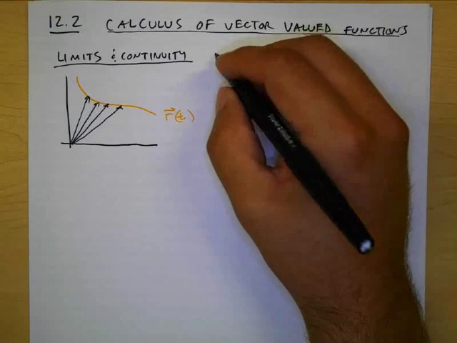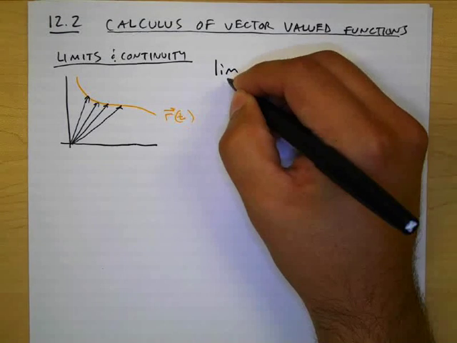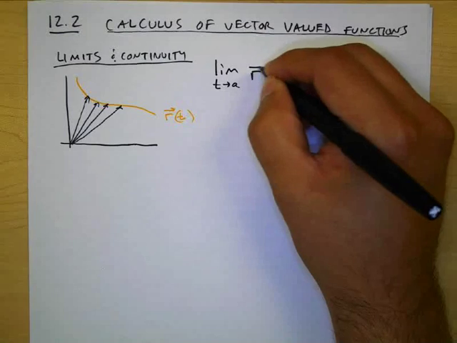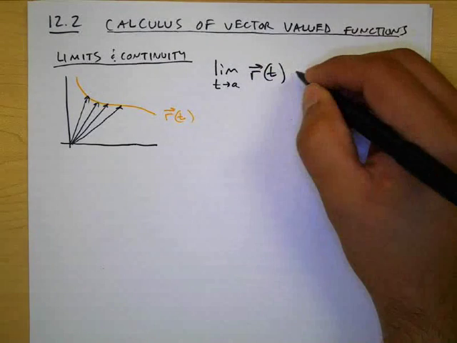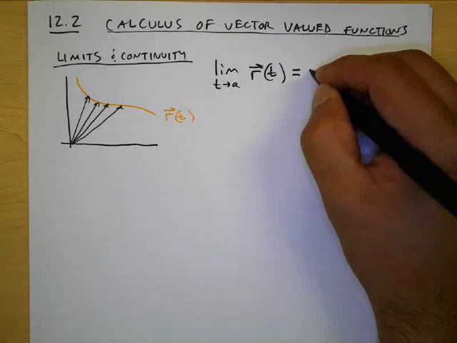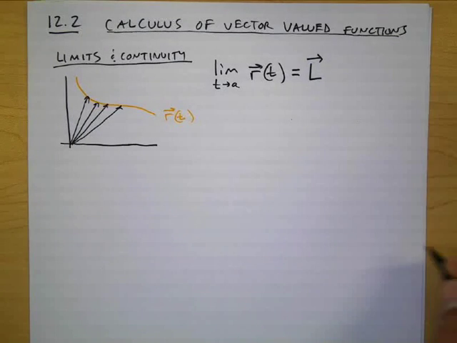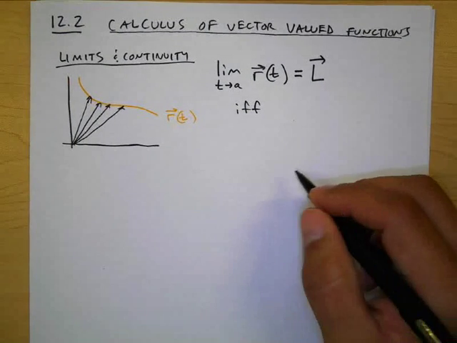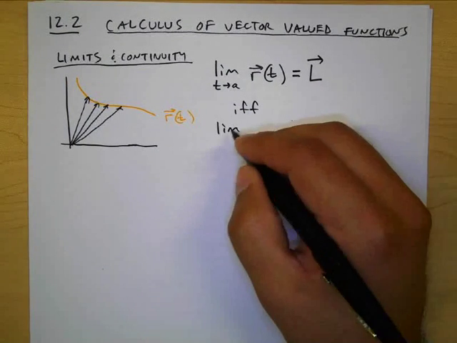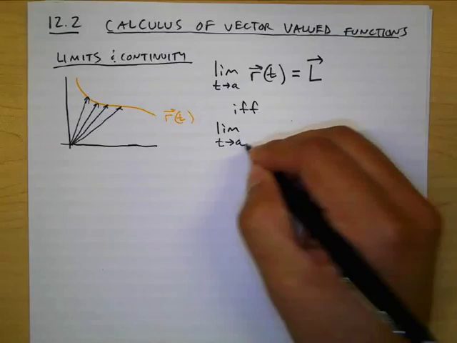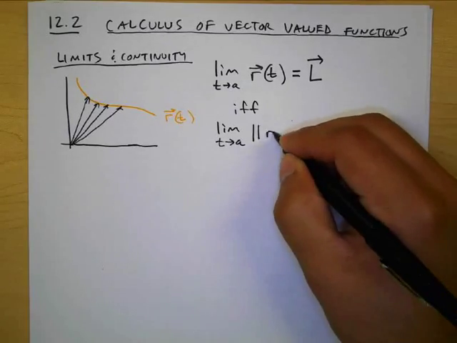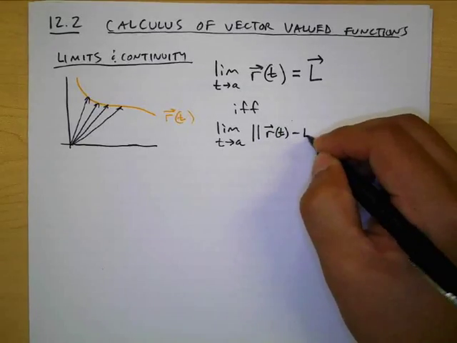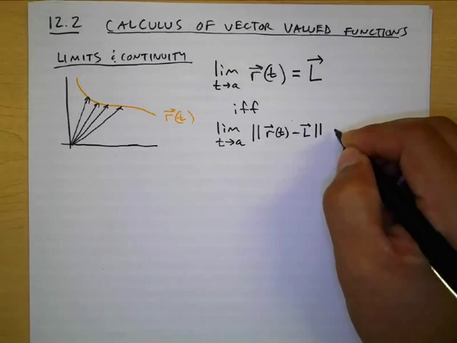Okay, so the definition looks something like this. The limit as t approaches a of the vector valued function r of t is equal to some limiting vector L if and only if the limit as t approaches a of the magnitude of r of t minus this limiting vector L is 0.